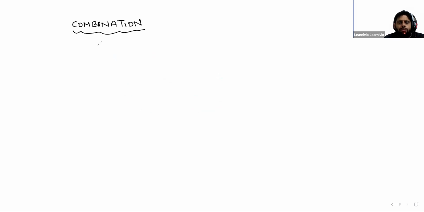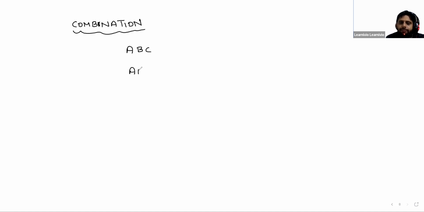Now, Sakshi, combination means selection. Permutation means arrangement. Whenever the word permutation comes, that means arrangement, and combination means selection. So, for example, we have 3 alphabets, A, B, and C. We need to select 2 alphabets. In how many ways can we do that?